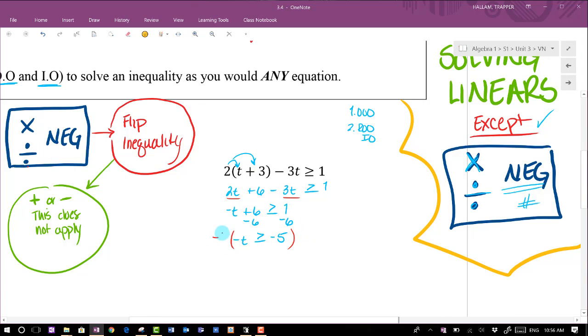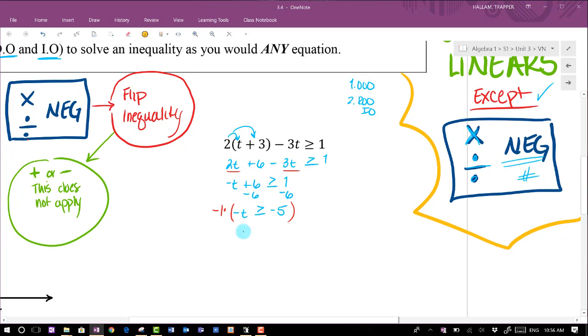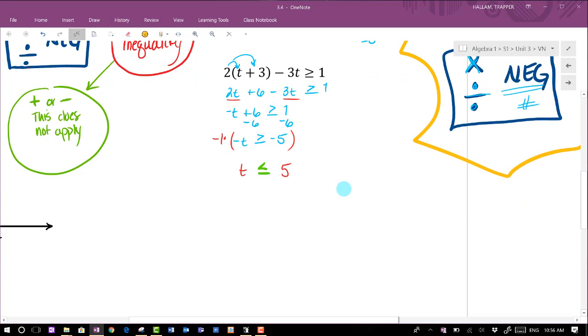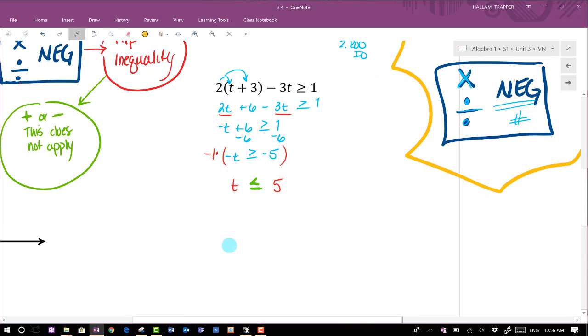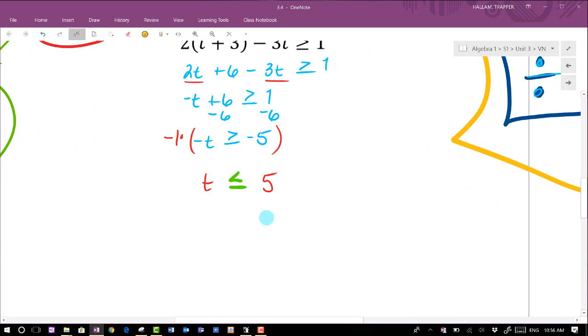I'm going to multiply by negative 1 to remove that negative there. By doing that, I'm going to switch my values on my t and my constant, because that's what my negative 1 does. And at this point, I'm going to grab a different color and flip my sign. That would be the appropriate time to flip your sign because we did multiply by a negative. So what we find out is that our solutions are less than or equal to 5.